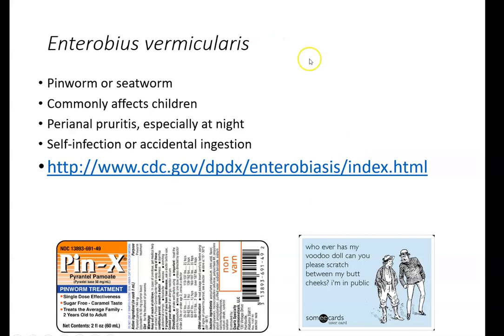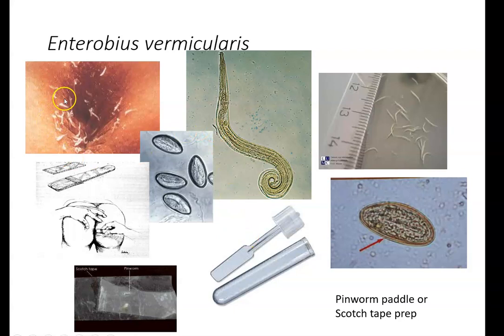So what you can do to find females or eggs is we call it a pinworm paddle or a scotch tape prep. In the book it talks about putting cellophane tape on a tongue blade, which is a tongue depressor. You wrap and put the tape sticky side out so that you can get in where the anal folds are between the butt cheeks, to pick up any adults or the eggs.